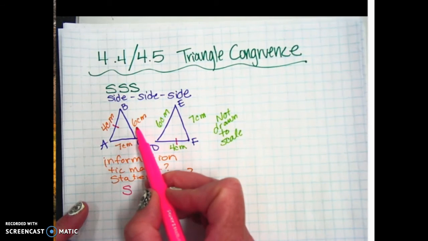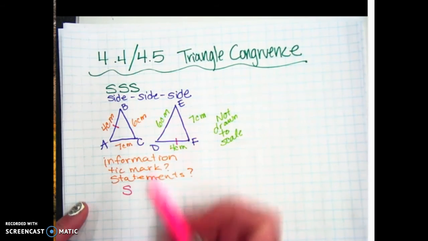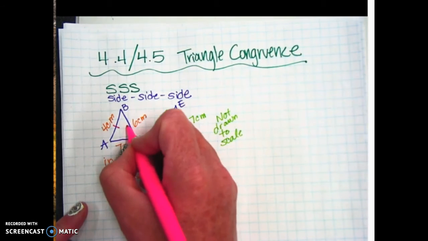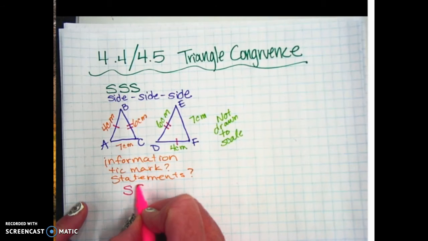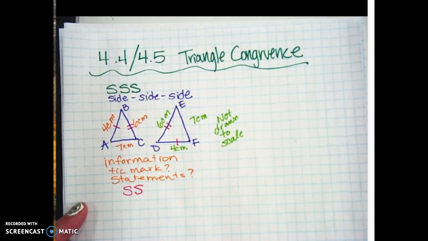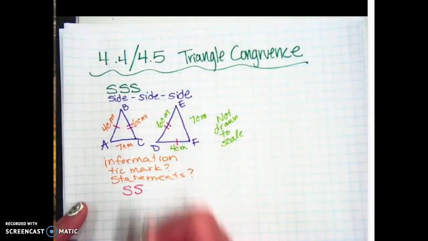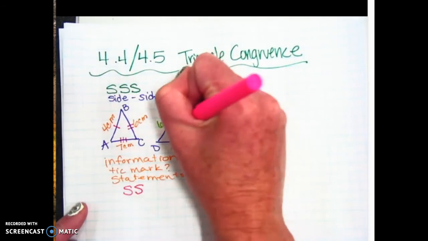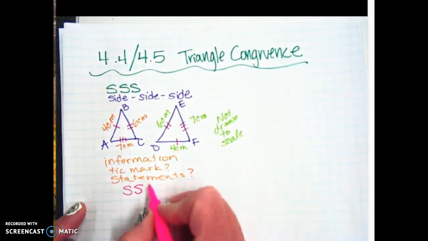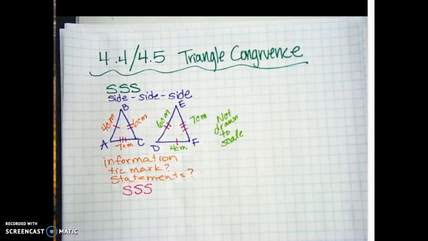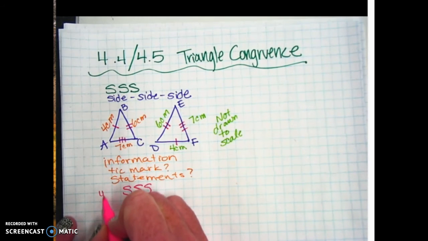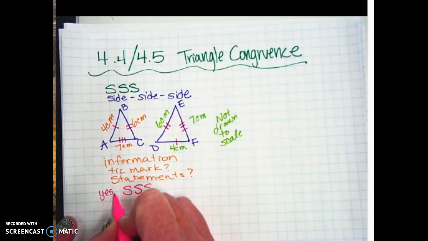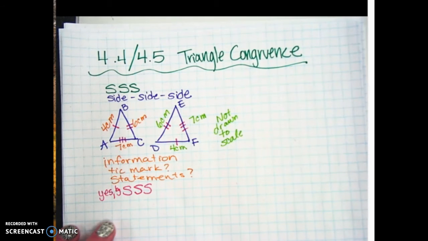Then you notice that this triangle has a 6 centimeter side, and this triangle has a 6 centimeter side. So you put a double tick. That gives you your second S. Then you make sure those third sides also have the same measurement, 7 centimeters and 7 centimeters. So you put a triple tick on each, and that gives you your third S. So you say that yes, these two triangles are congruent by side, side, side.